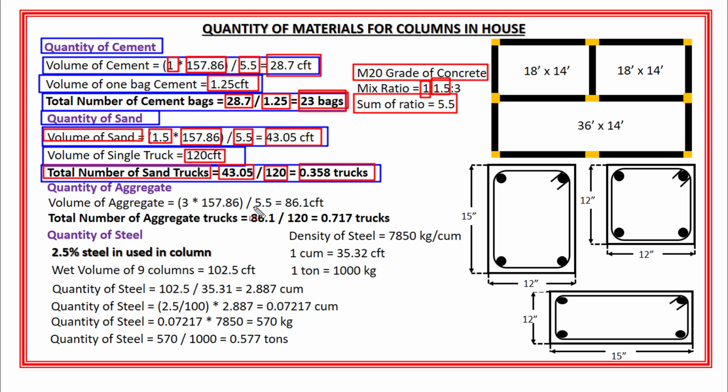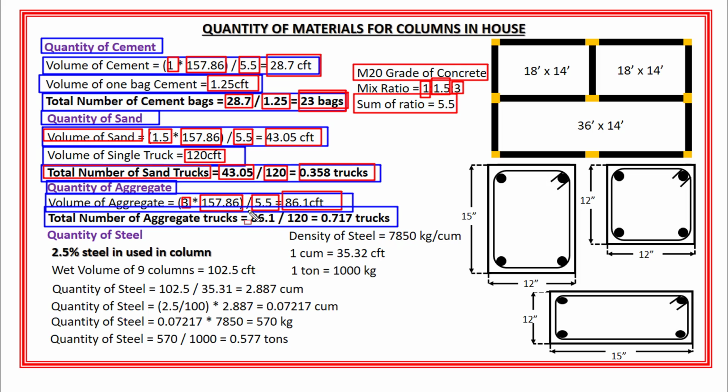Okay. Similarly, I will calculate the quantity of coarse aggregate as well. So the volume of aggregate is equal to 3, which is the ratio of aggregate, multiplied by 157.68 cubic feet, divided by 5.5. And the volume of aggregate will become 86.1 cubic feet.